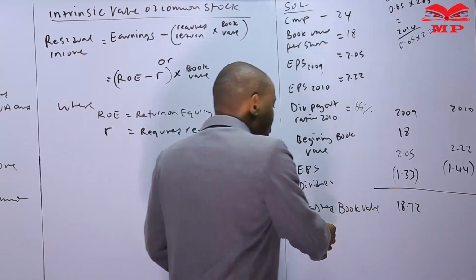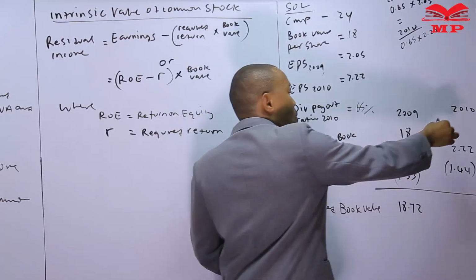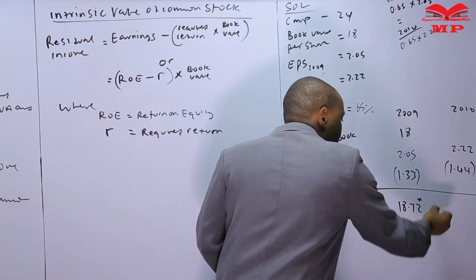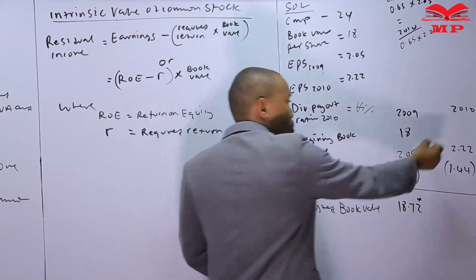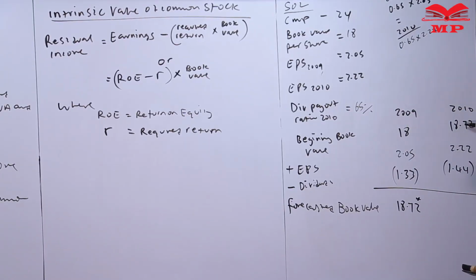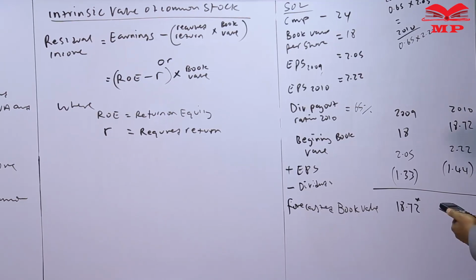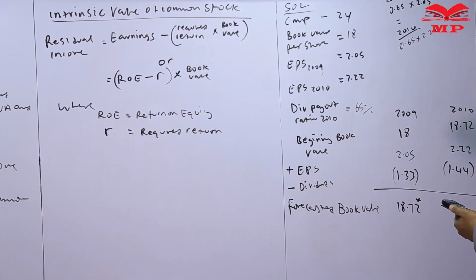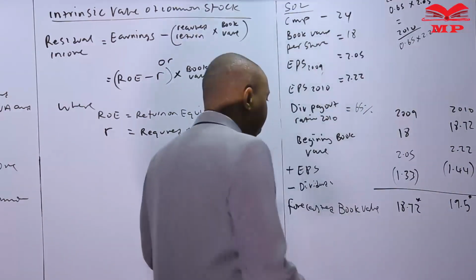18.72. This forecasted book value is going to be applied onto the next year. So this one over here comes to that, so we can put that in the form of an asterisk and put it right above here. So 18.72, we add 2.22 and less 1.44. How much do we get as the forecasted book value? We have 18.72, we add 2.22, and then we less 1.44. 19.5. You still put an asterisk there. That is the forecasted book value.